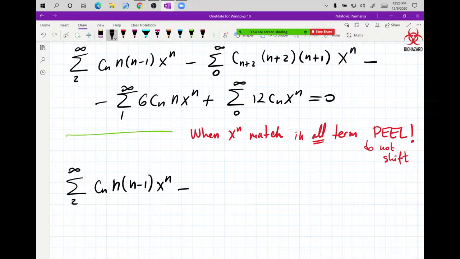Minus, this is where the peeling happens. I have to peel off n equals 0 and n equals 1 so my sum can start at 2. This is why peeling can only peel terms up to a certain number where you want to stop, which is why you are looking for the highest value, and that's going to be your target. And you have to peel in every other sum up to that number. So when I peel n equals 0 from here, that's going to be C2 times 2 times 1, and then x to the 0 is also 1.